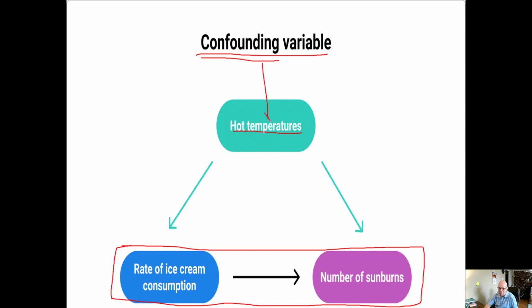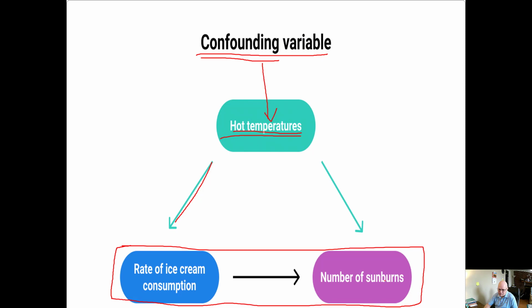The confounding variable is the hot temperatures. The hot temperatures are affecting the ice cream consumption and the sunburns. Higher temperatures, more people buy ice cream. Hot temperatures, more people get sunburns. The hot temperatures are affecting both. It's not the ice cream consumption causing the sunburns to go up.